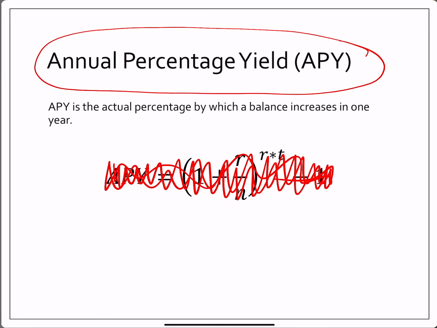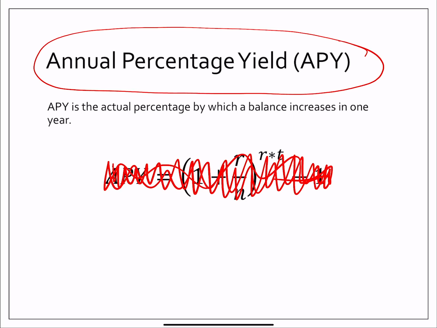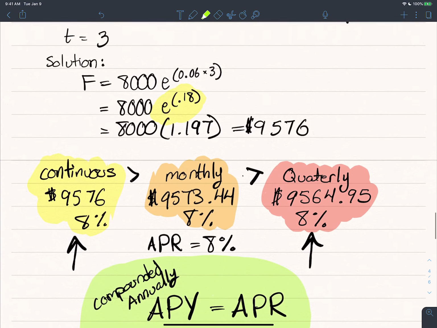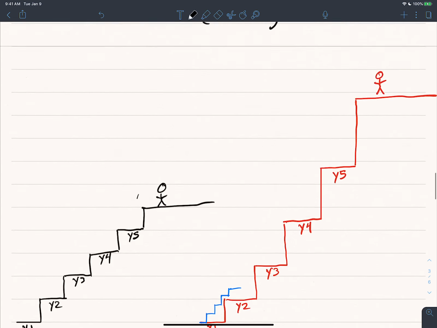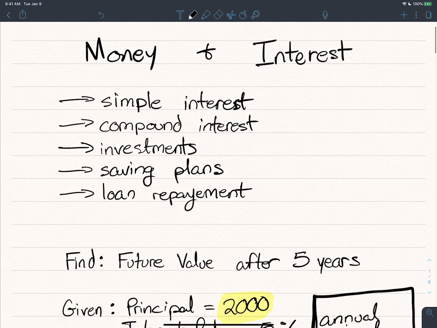Right? And the reason why I said we're going to just ignore the formula here is that this formula for finding the APY is a little clunky. Next class, we'll actually get a different formula for finding the APY that's a lot simpler and more straightforward. So really quickly, I want to look at a general overview of what we talked about today. Going back up to the beginning, we talked about simple interest. We talked about compound interest. And next class, we're going to talk about these ones: investments, savings plans, and loan repayment, right?